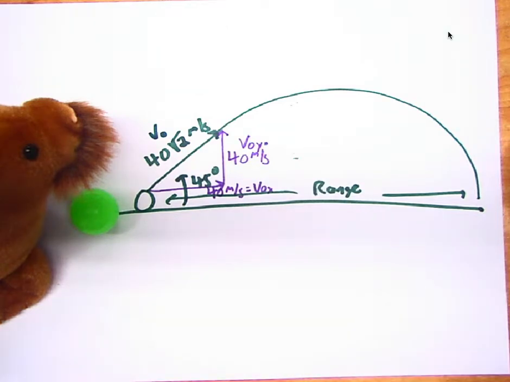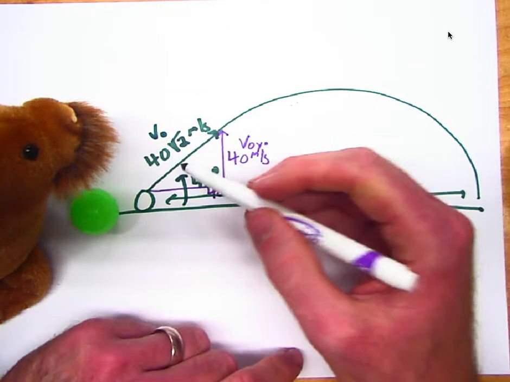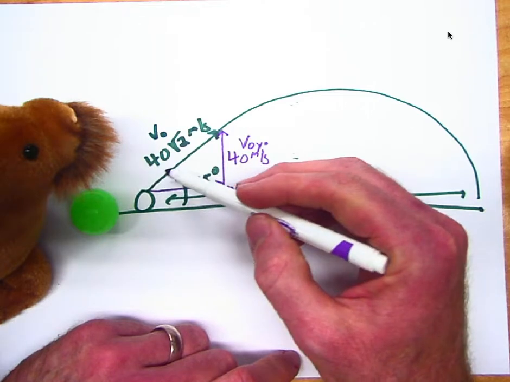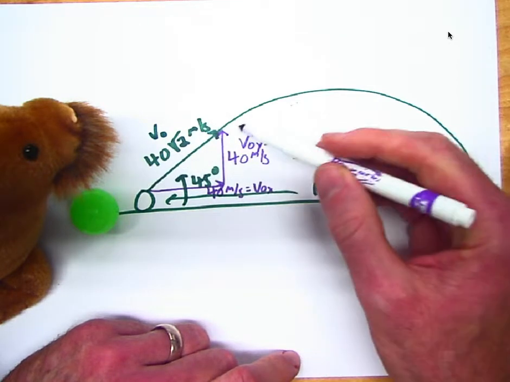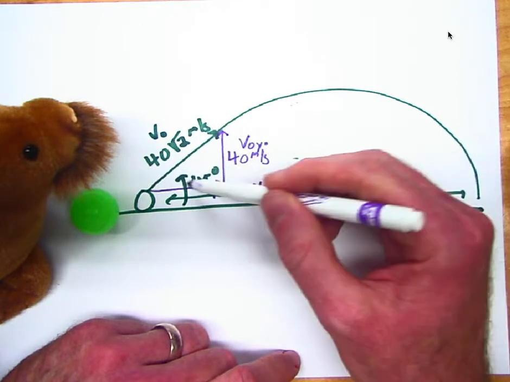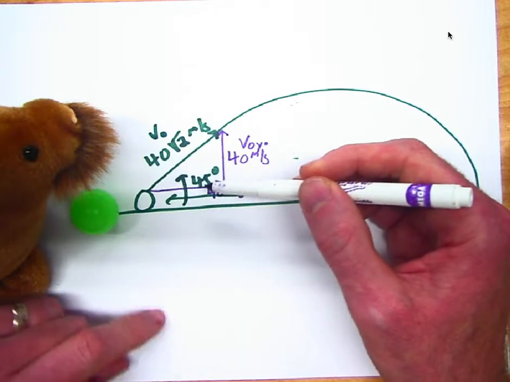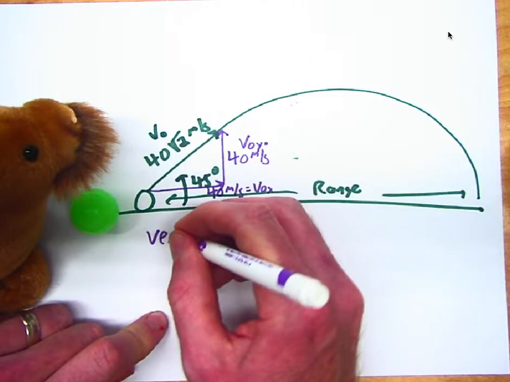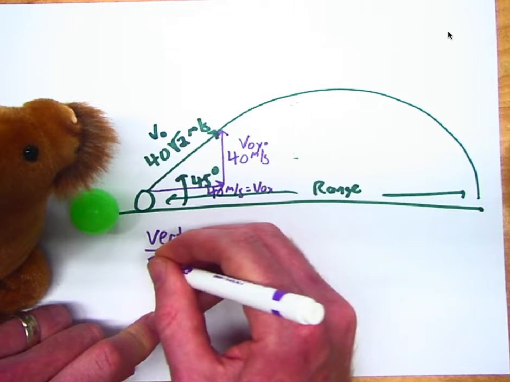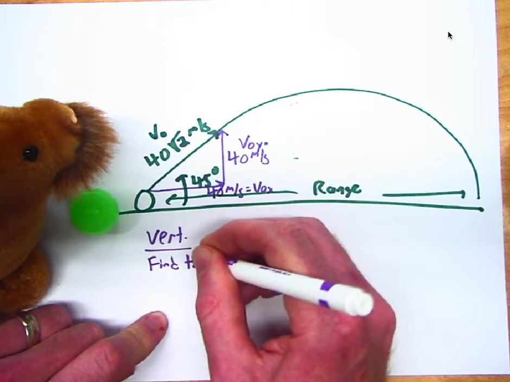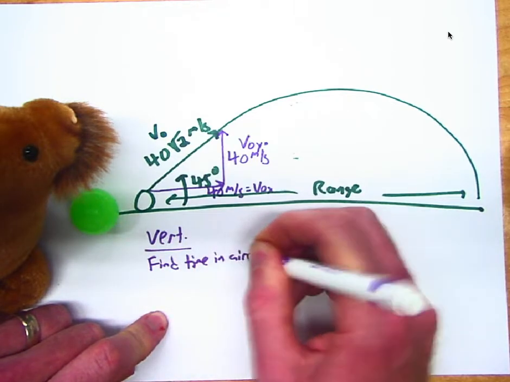Once I've split things up into components, I actually don't really care about my V0 anymore. This thing is not so useful to me. What I care about is the initial velocity in the vertical direction and the initial velocity in the horizontal direction. From the vertical direction, we're going to find the total time in the air. How are we going to do that?